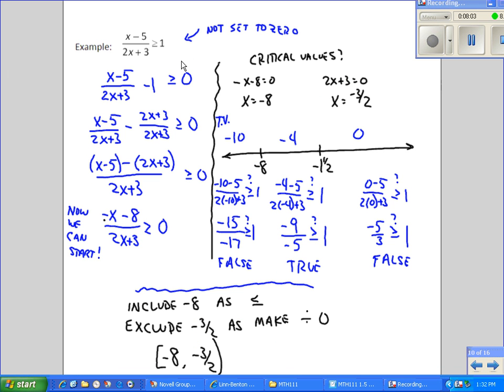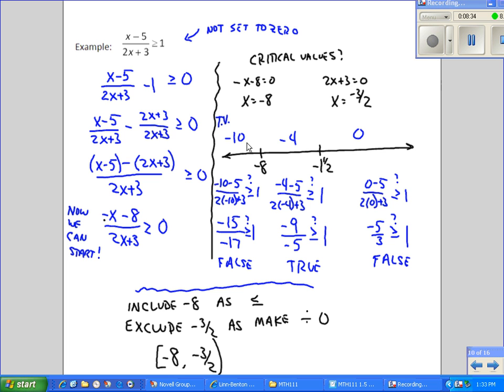Okay, now this particular example is a little more complicated because it's not set equal to 0. So if we bring the 1 over to the left-hand side, we then need to get a common denominator, combine the 2 expressions, simplify, and then we get to where we can start solving the problem like the previous one. So again, we're going to set the numerator to 0 and the denominator to 0 to get the critical values. So that's up over here. So 2 critical values are -8 and -3/2. That gives us 3 different test intervals.